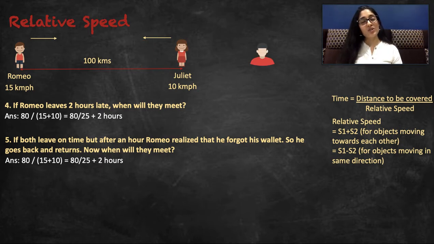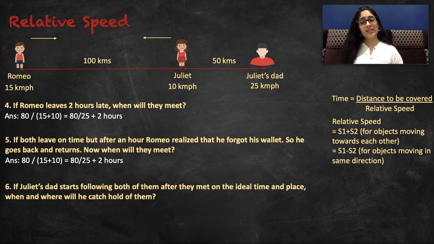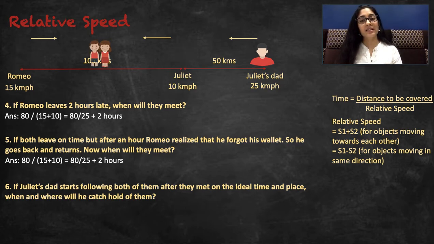Alright, now for the next question, I'm going to introduce the third character in this love story, which is Juliet's dad. So now he is distanced at 50 kilometers from Juliet and he has a speed of 25 kilometers per hour. Now the question is, if Juliet's dad starts following both of them after they met on the ideal time and place, that is by none of them getting late by either any of the reasons, when and where will he catch hold of them? Now, in this case, of course, the direction of Juliet's dad is going to be this. Now, because both of them have met at ideal place, that is at 60 kilometers from Romeo and 40 kilometers from Juliet.